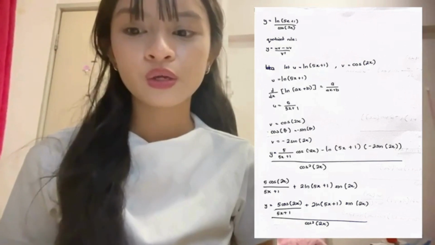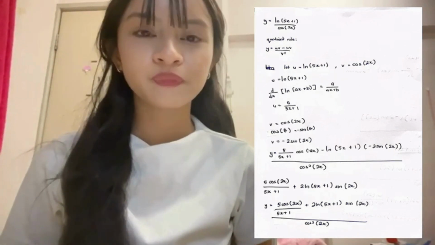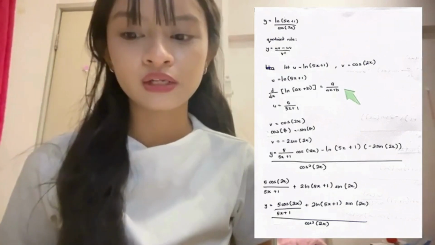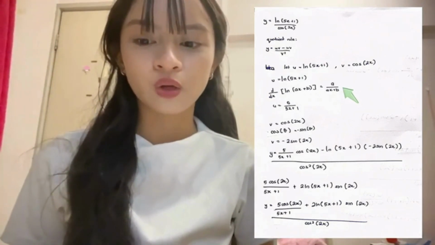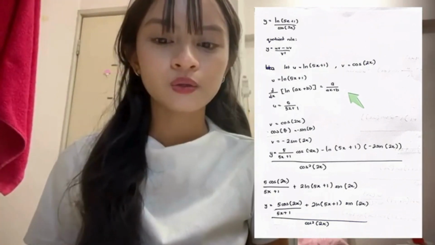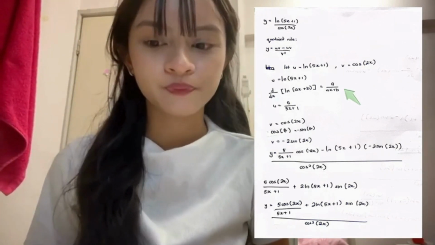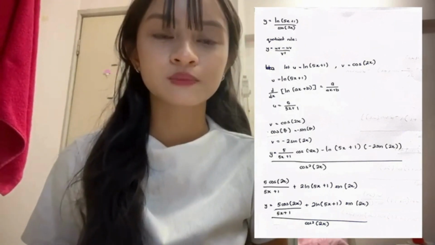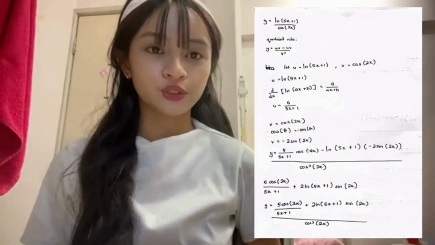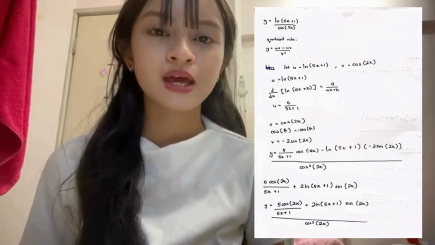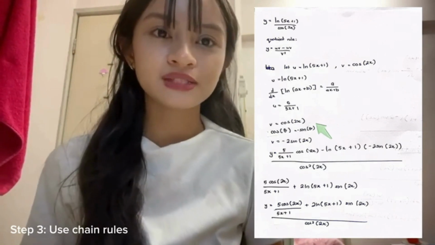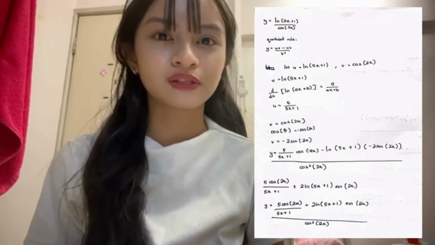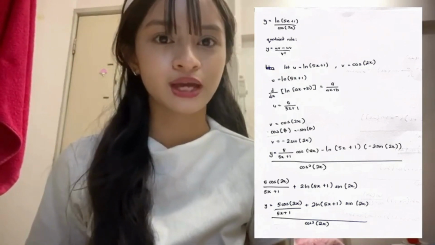For the numerator, u equals ln(5x plus 1). To differentiate this, I use the rule for natural log, that is d/dx of ln(ax plus b) equals a over (ax plus b). So the derivative is u' equals 5 over (5x plus 1). Now for the denominator, v equals cos 2x. The derivative of cos theta is negative sin theta, and the derivative of the inside 2x is 2. So the derivative becomes v' equals negative 2 sin 2x.